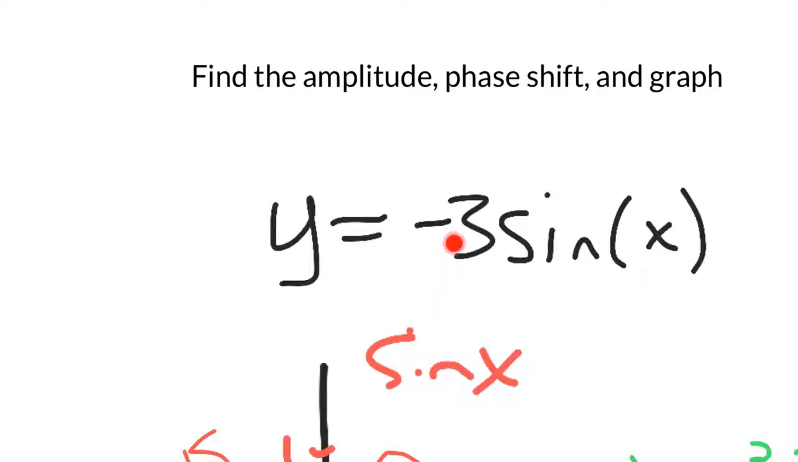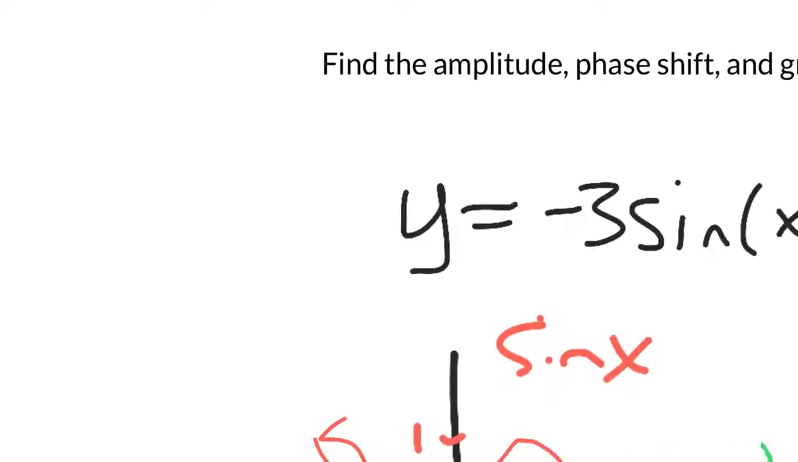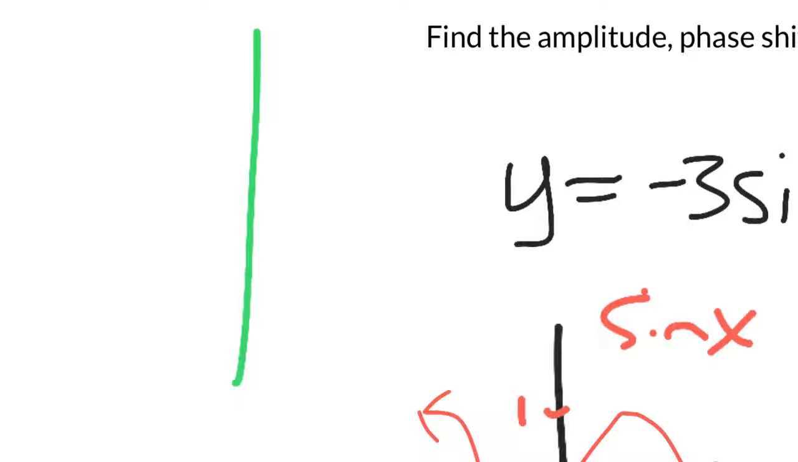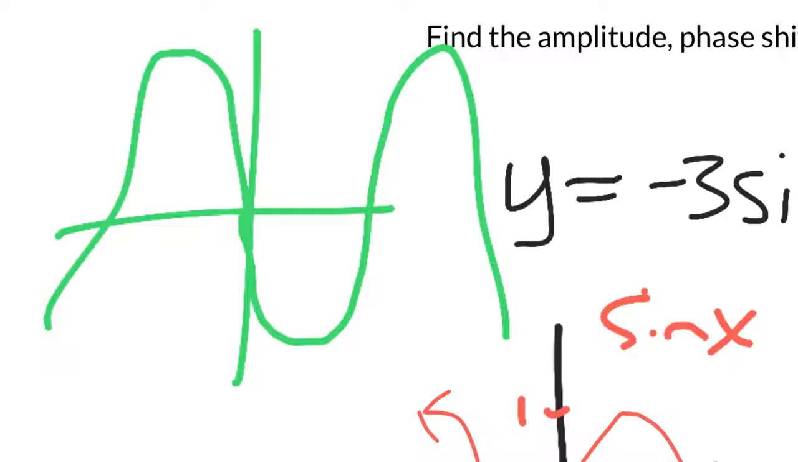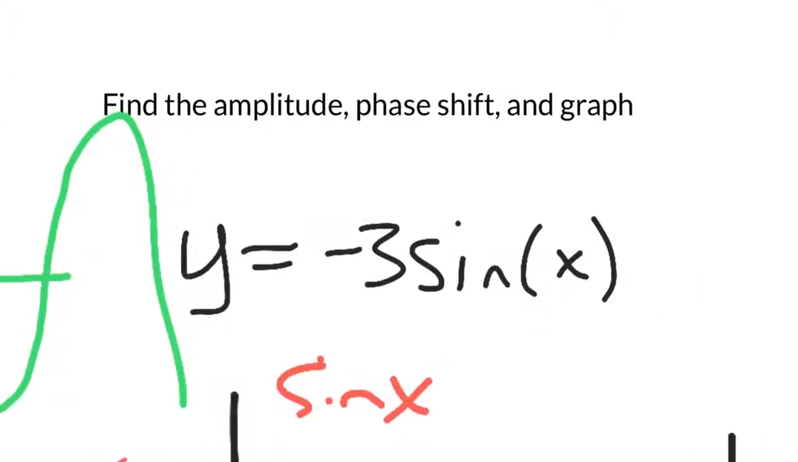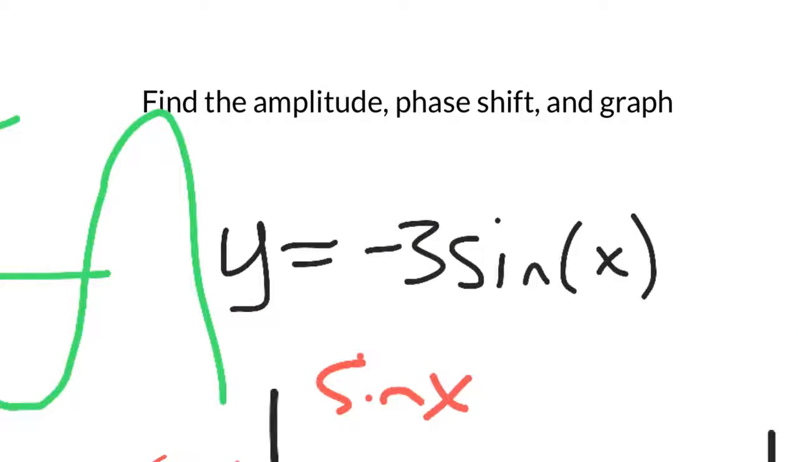So for this one, the amplitude is 3. You might be tempted to say -3, but it's just 3, because if you draw this graph, multiplying by a negative just switches the direction that it starts going in. Okay, so -3 is as low as it can go. 3 is as high as it can go, and we just express amplitude as the positive distance it can go. So +3 is what we say for the amplitude.